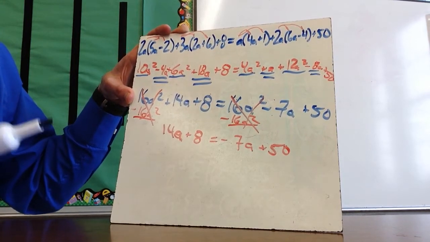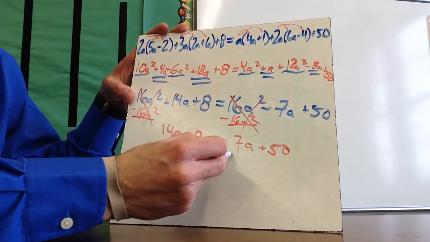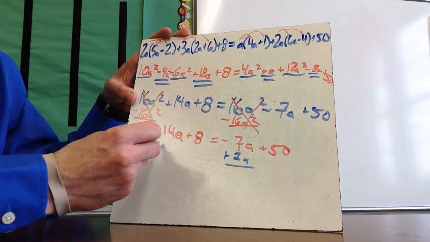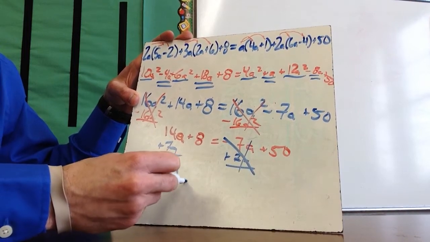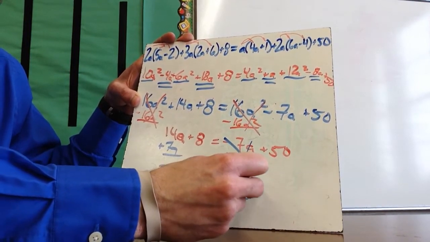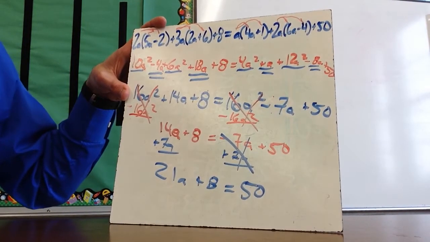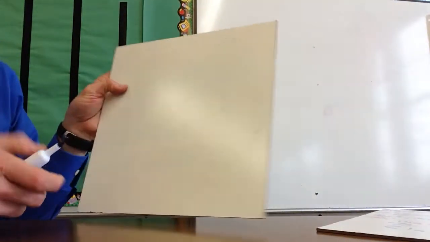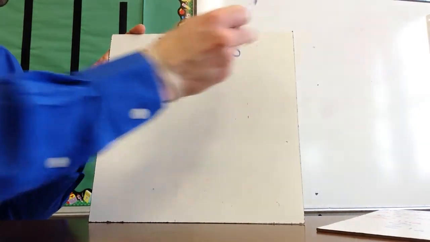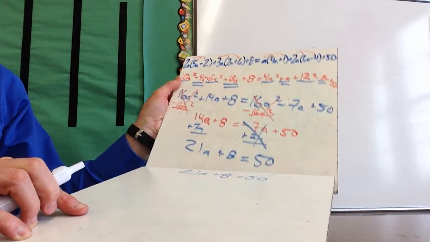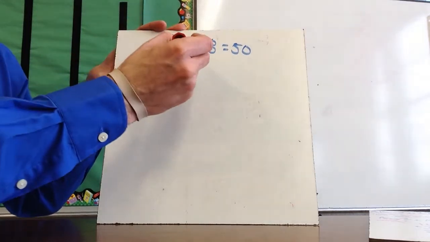There are a bunch of different ways you could solve this. Some people might subtract 8. What I'll do is add 7a to both sides. Negative 7a plus positive 7a goes away, so this becomes 21a plus 8 equals 50. I'm going to come back to this one in a second. I know I've been writing really small, so let's start back up top with the 21a plus 8 equals 50. I'm taking that last line and putting it down here. Then I would want to subtract 8 from both sides.